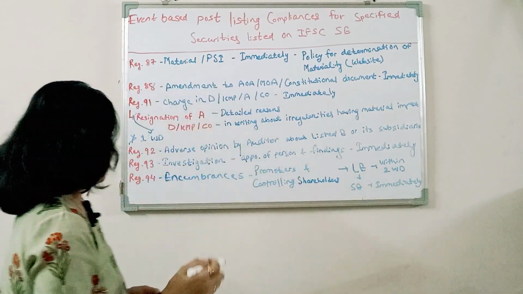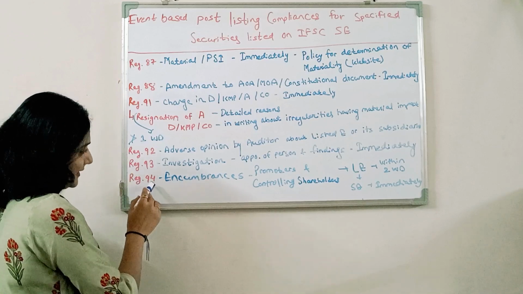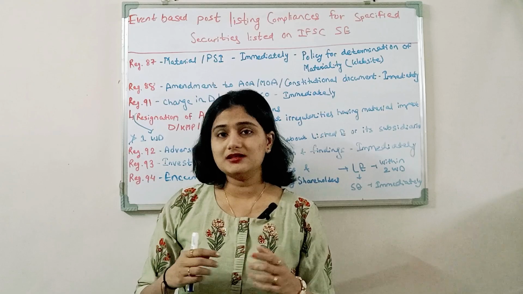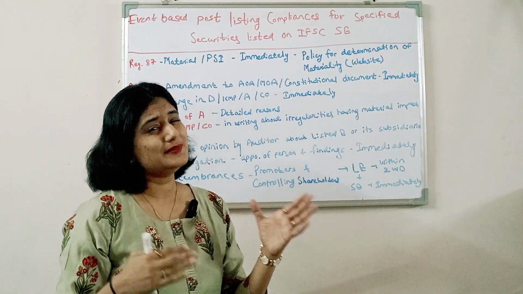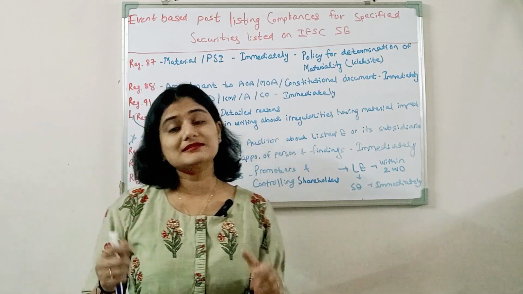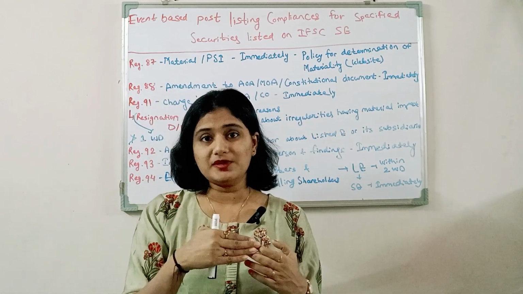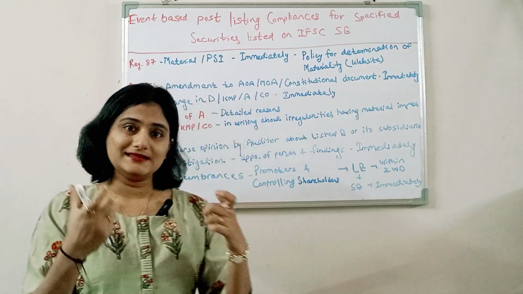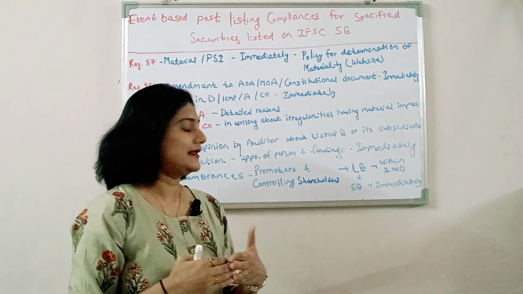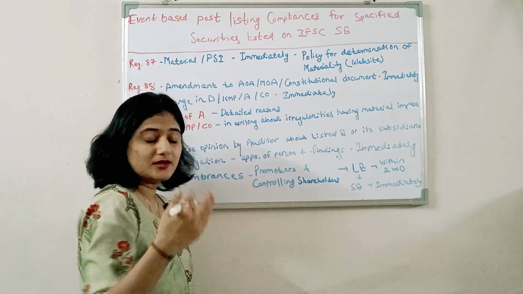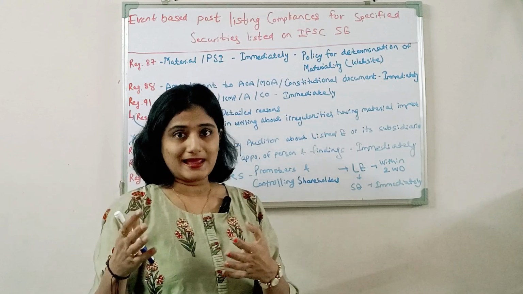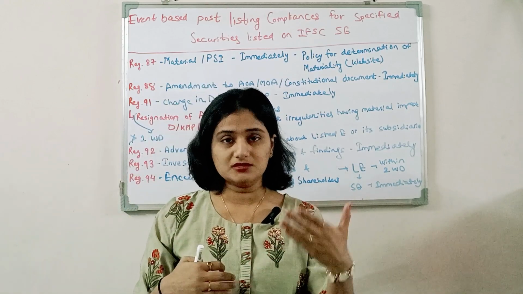Okay, next, regulation 94, encumbrances. So encumbrances means if any promoter or the controlling shareholders, that means promoters are having control over the listed entity, and controlling shareholders, that means they are having the control over the management or the business affairs of the company by the shareholding of that listed entity. So they have encumbered their securities. That means they have given such shares as a pledge and borrowed money from some person.